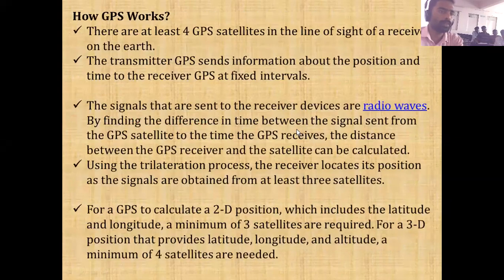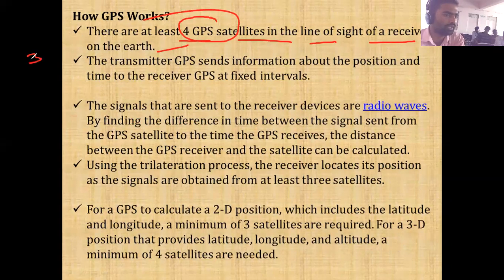You will come to know this one. Okay, how does this GPS work? There are at least 4 GPS satellites in line of sight of the receiver on the Earth. So the minimum is, sometimes 3 GPS will be required, sometimes 4 GPS will be required. When 3 and when 4, we will study.